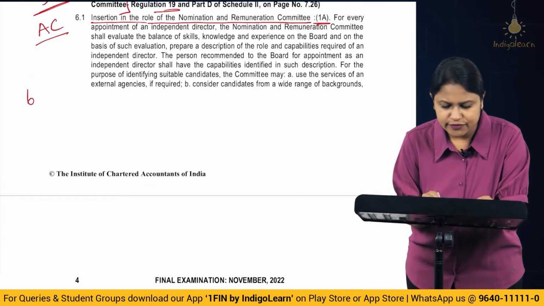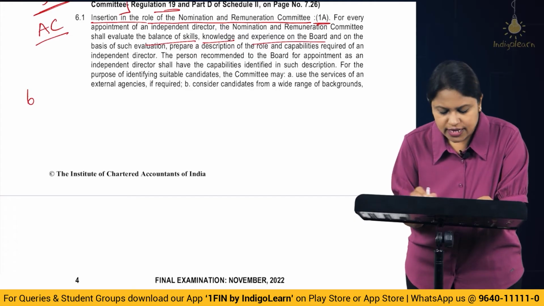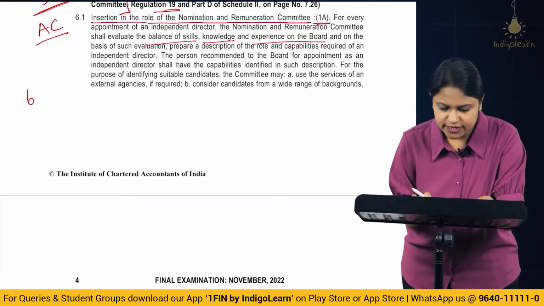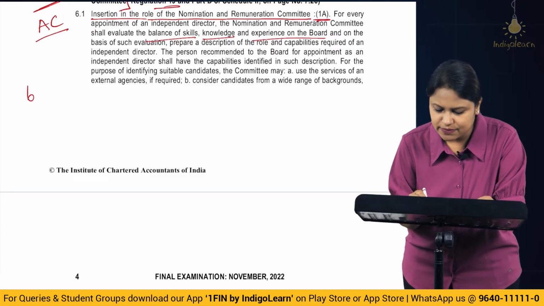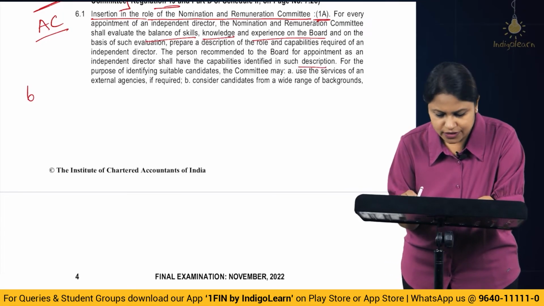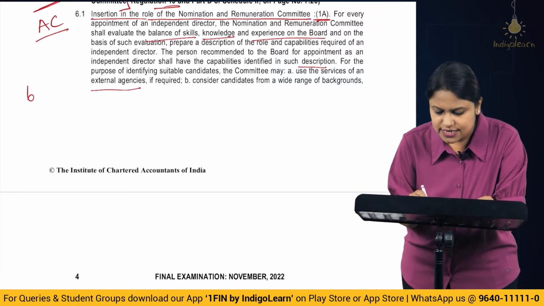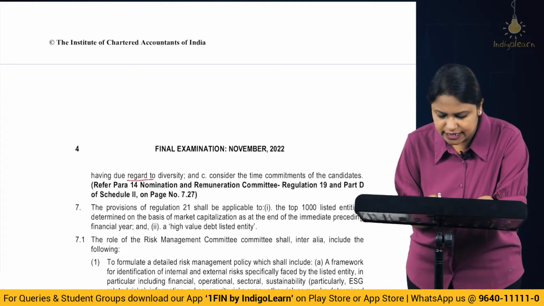For every appointment of an independent director, the NRC shall evaluate the balance of skill, knowledge, experience on the board, and on the basis of such evaluation, prepare a description of the role and the capabilities required of an independent director. The person recommended to the board for appointment as an independent director shall have the capabilities identified by such a description. For the purpose of identifying suitable candidates, the committee may use the service of an external agency, if required, and consider candidates from a wide range of backgrounds, having due regard to diversity.